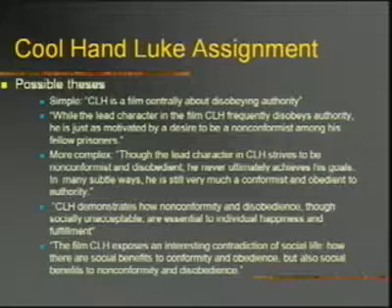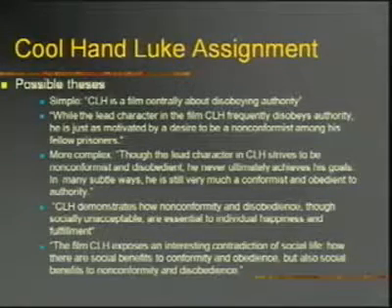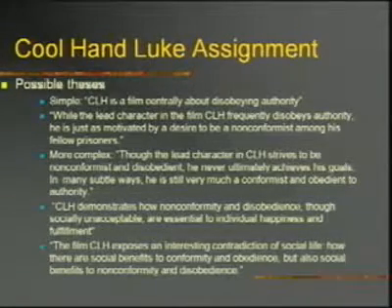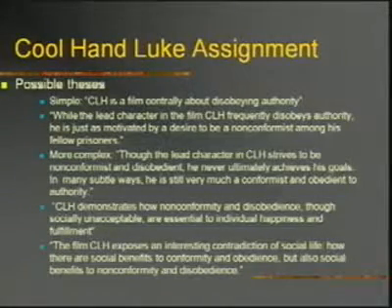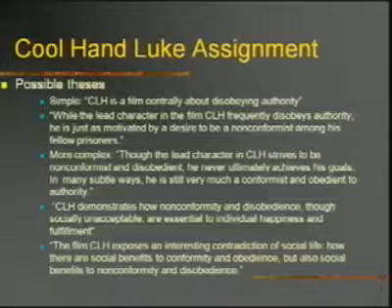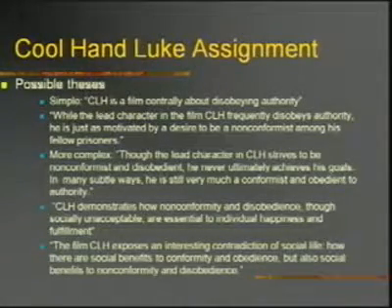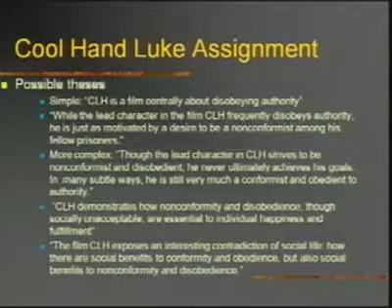So what are some possible theses? You could make a relatively simple thesis or claim that you'll then support with evidence from the film. An example of that could be: Cool Hand Luke is a film that's centrally about disobeying authority. You could make that the thesis of your essay, and you could definitely support that. There's a ton of evidence from the film in support of that.